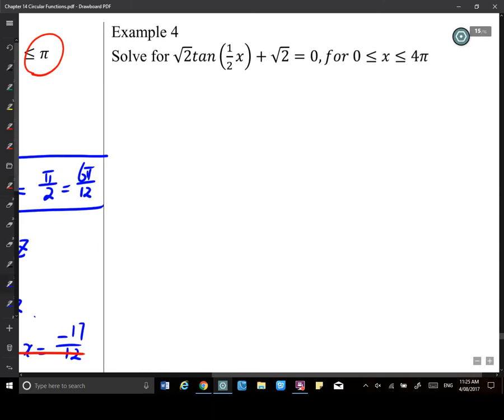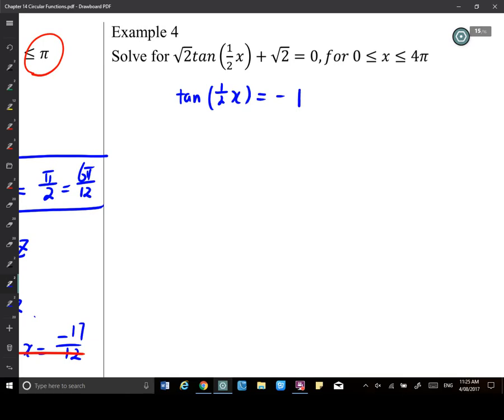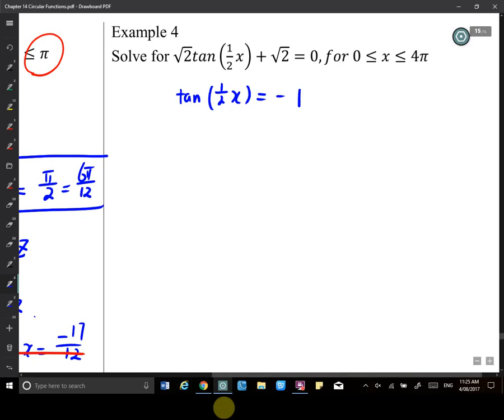Okay, example 4. I will have tangent half x equals minus 1. So minus root 2 divided by root 2, that's minus 1. Tangent of what equals minus 1? Tangent pi on 4 is 1, but you need negative 1. You don't want a 1 in the end.